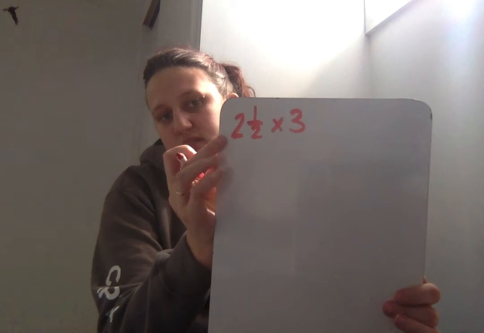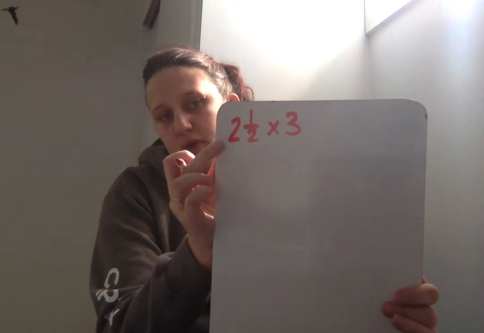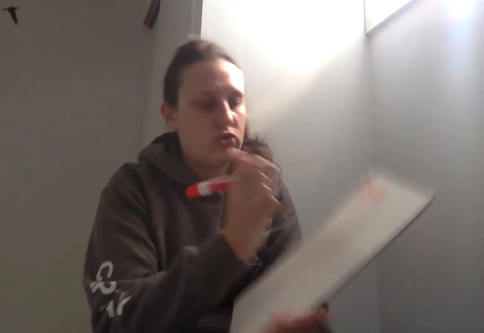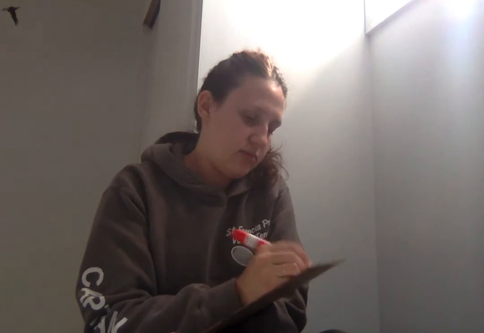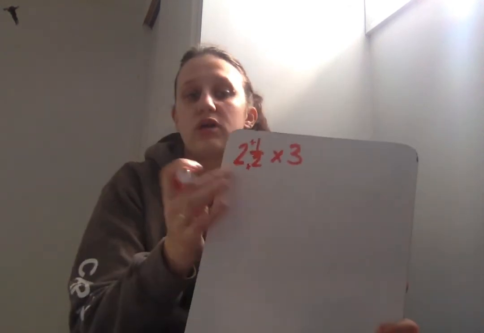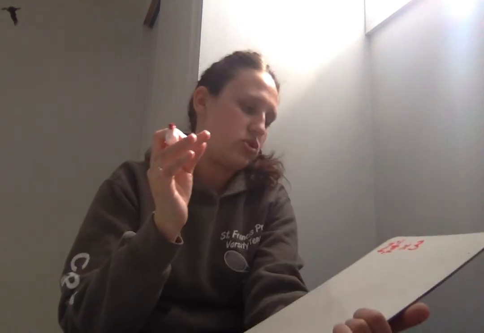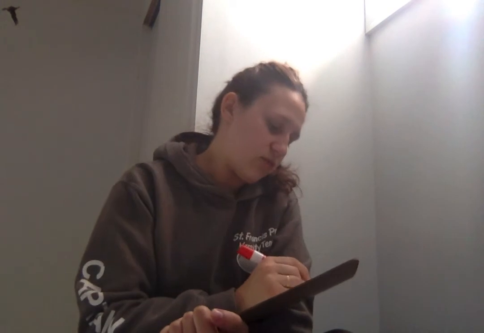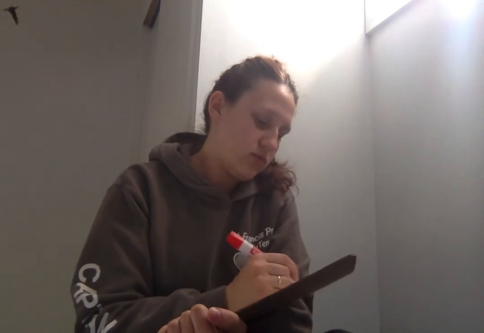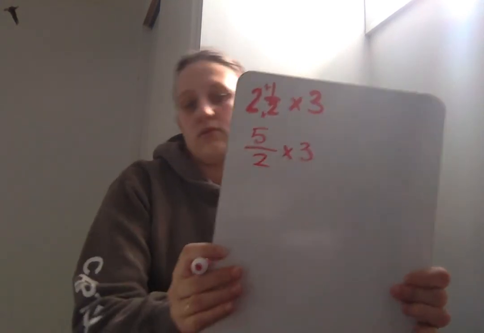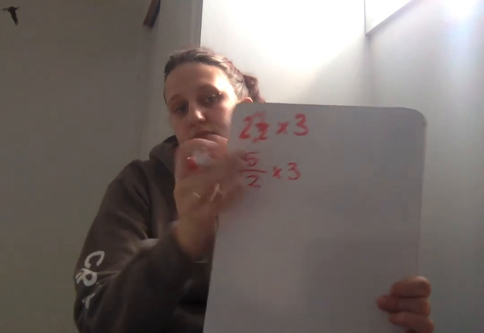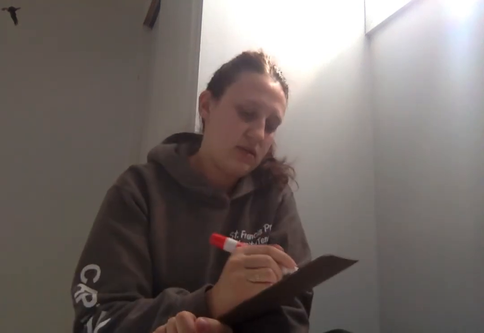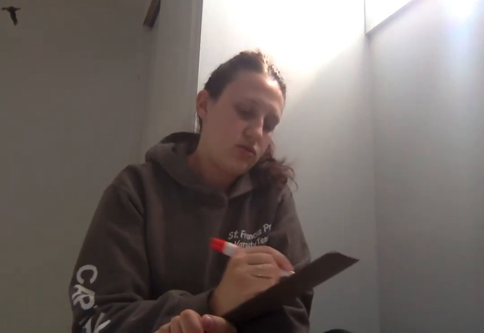We have to make this into an improper fraction. So we'll do x at the bottom and a plus at the top. 2 times 2 is 4, plus 1 is 5. 5 over 2 times 3. 5 times 3 is 15 over 2.